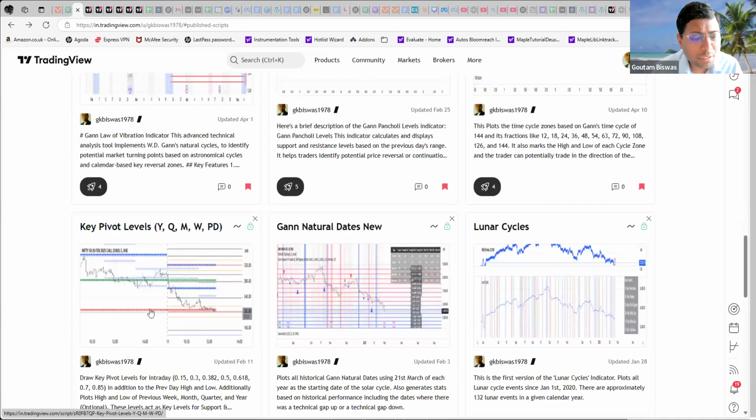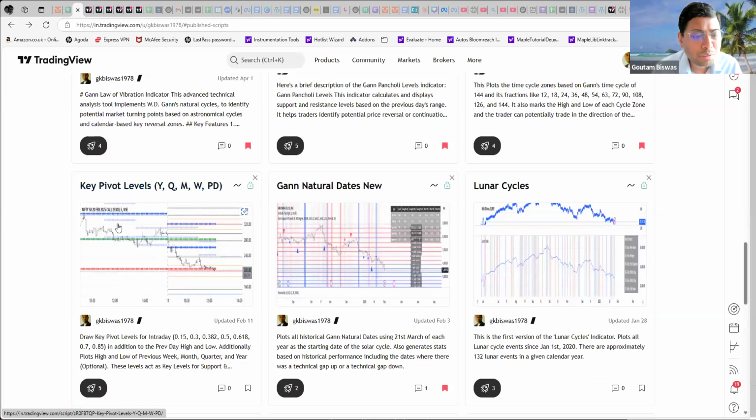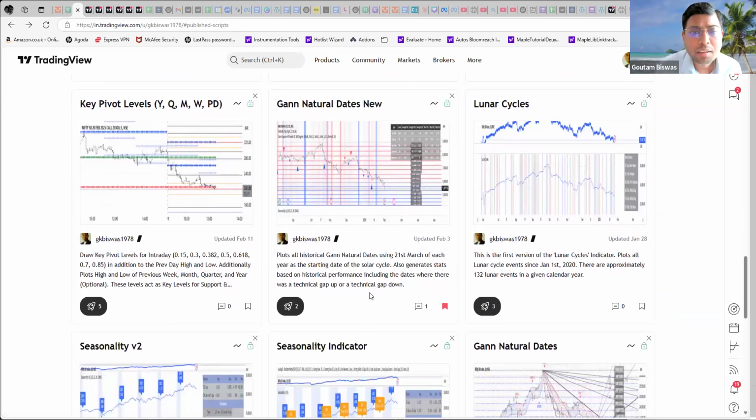Key pivot levels is just a quick analysis tool. It plots all higher time frame pivots starting from yearly, quarterly, monthly, weekly, and daily. I use this as an analytical tool. Don't use it much for trading. So this is a free gift I give to all my advanced students. You can check it out, but I don't use this actively because I have other tools and there is only so much I can use on a day-to-day basis.